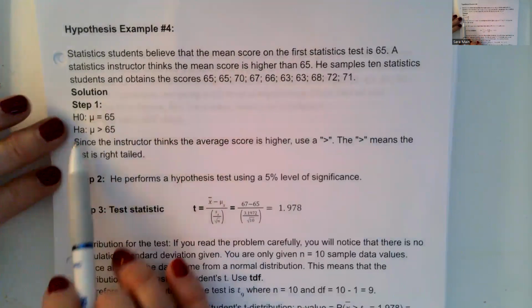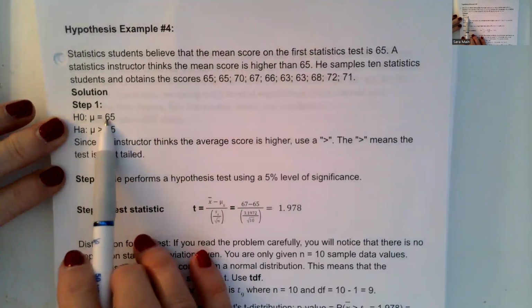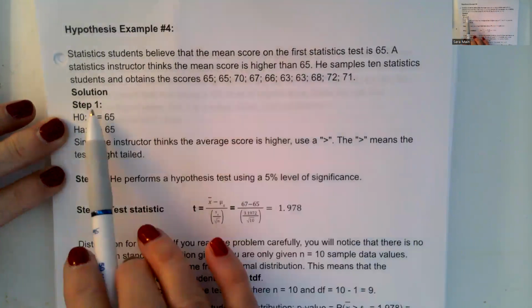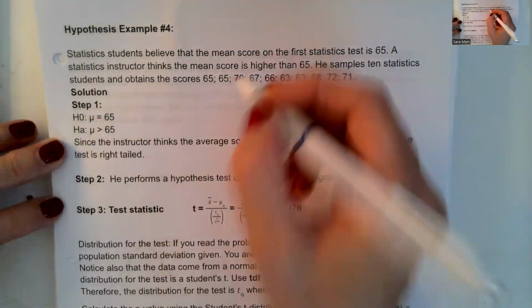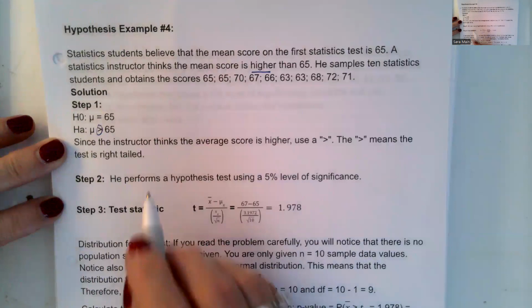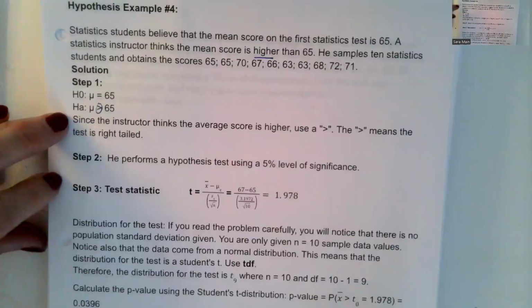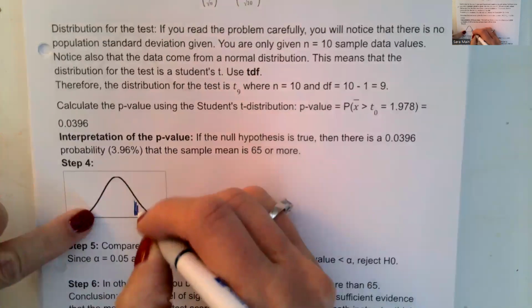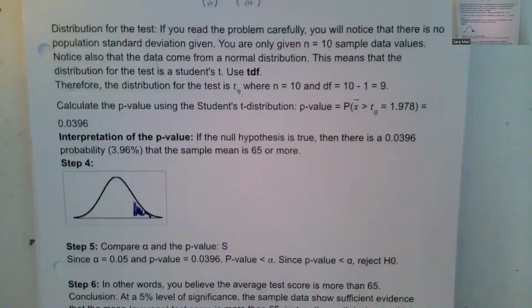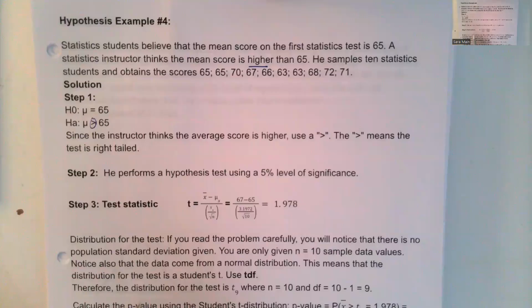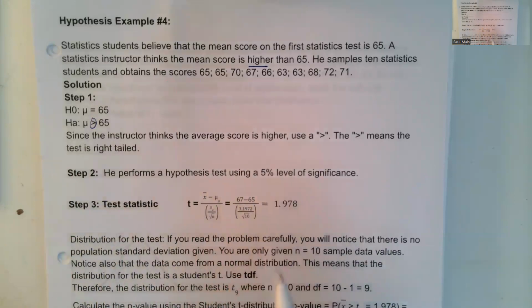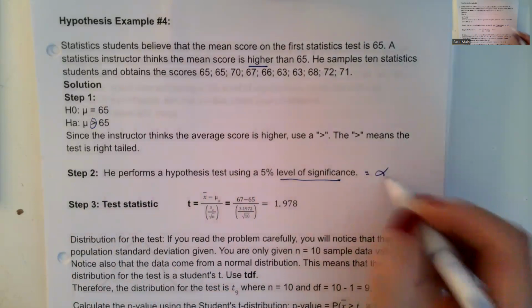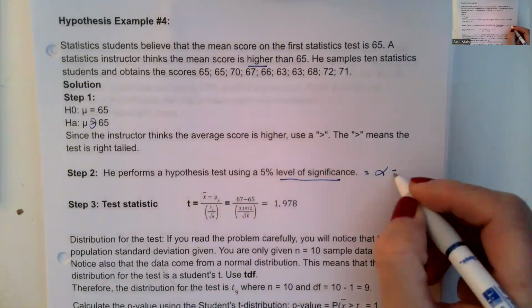So my step 1 is my hypothesis statement. So we're going with what they think is true, mean is 65. We're testing it because the teacher thinks it's higher. So that's going to be a right-tailed test. Okay, notice it's right-tailed. So down here on our picture, everything's going to be done on the right because it's right-tailed. Step 2, he performs a hypothesis test using a 5% level of significance. So level of significance is equal to alpha. Okay, so it's 0.05.